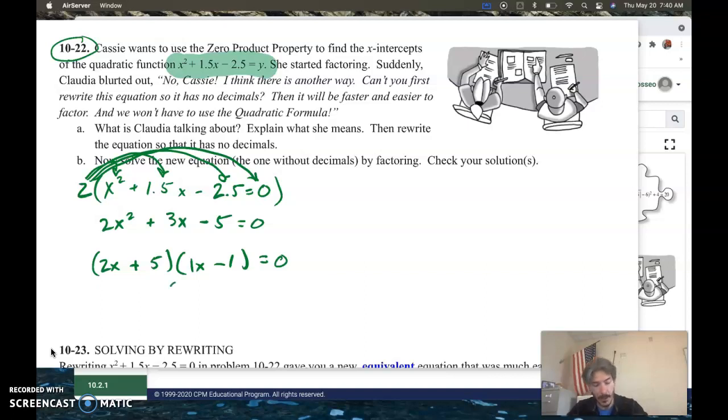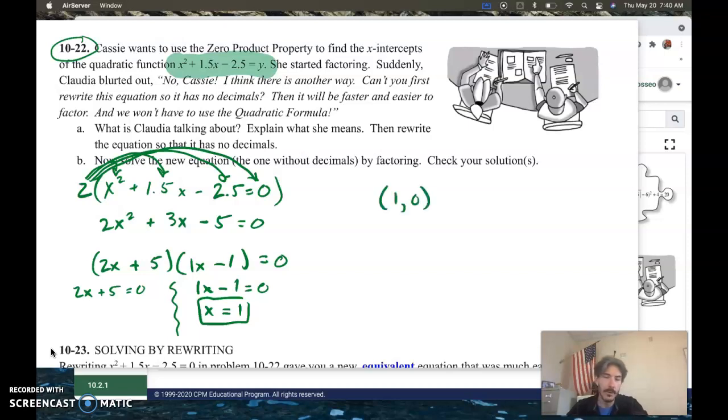I can use the zero product property to break this thing apart. I can say 2x plus 5 equals 0. I can say x minus 1 equals 0. The one on the right is really easy to solve. I just add 1 to both sides and I get x equals 1, and I'm done. There's one of my x-intercepts. That tells me I'm going to have an x-intercept at the point (1, 0).